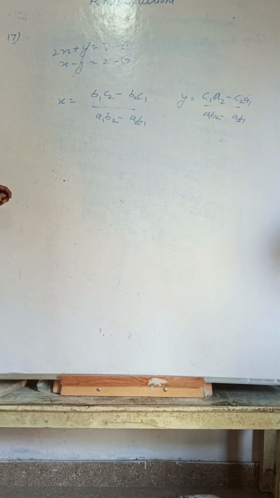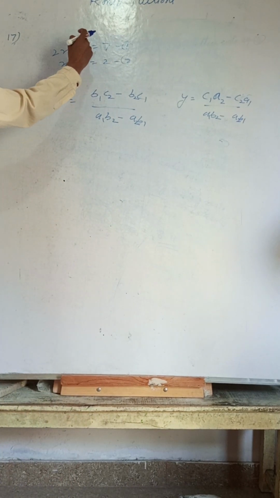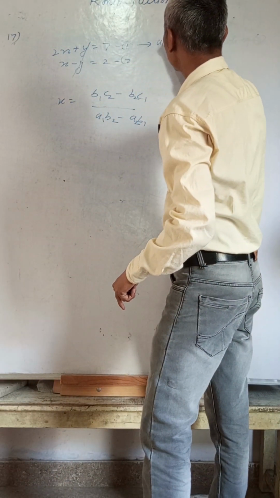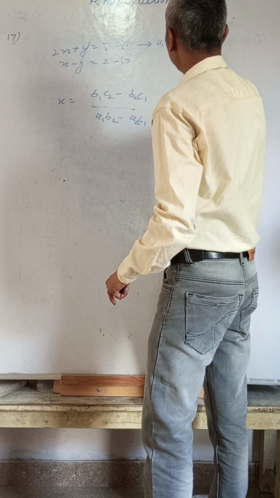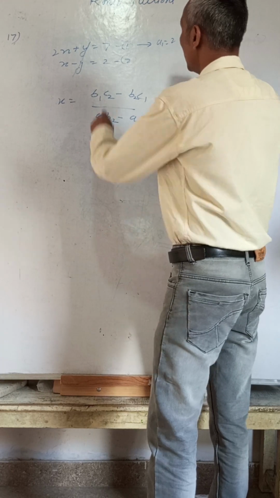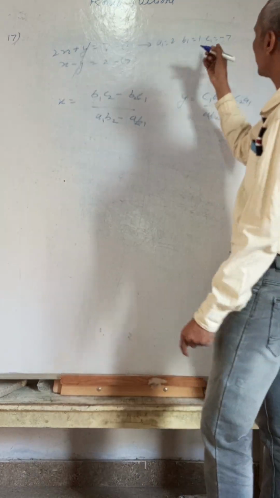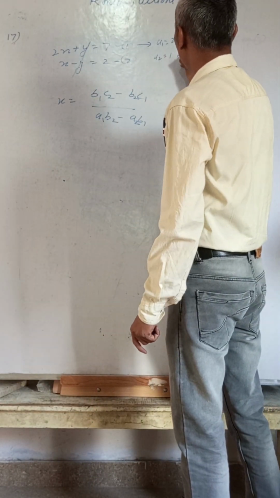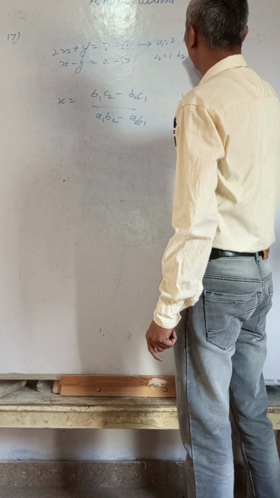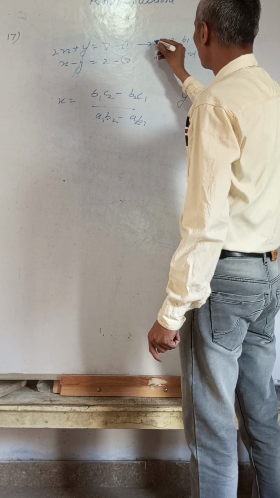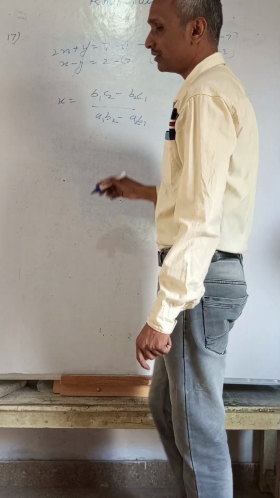Now first of all, this is equation number 1, so in that 1 will come. A1 is equal to 2, B1 is equal to 1, and C1 is equal to minus 7. This number will go to that side, then it will become minus. In equation 2, A2 is equal to 1, B2 is equal to minus 1, and C2 is equal to minus 2. These are the values I kept here.